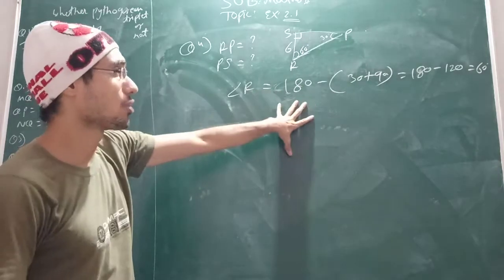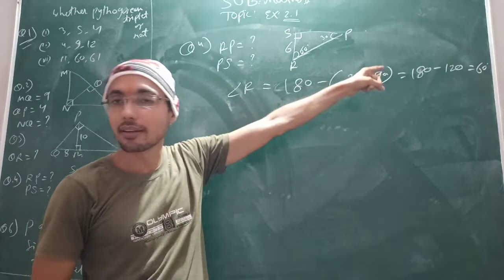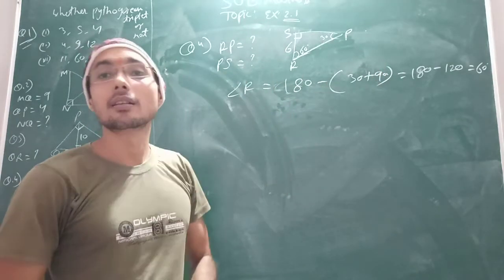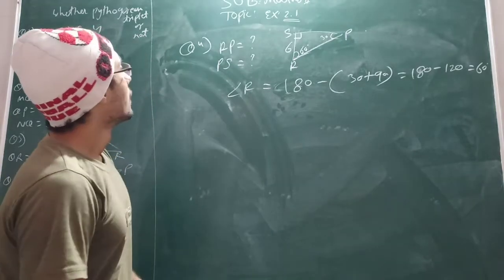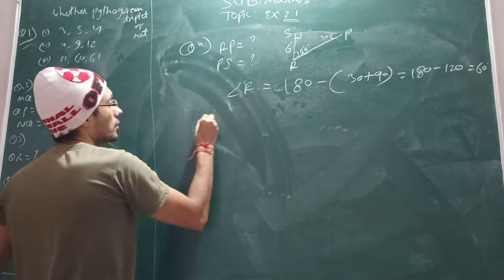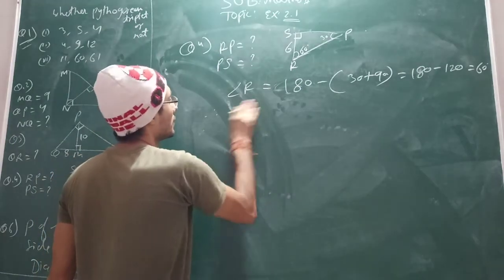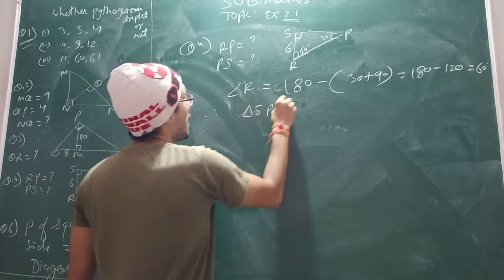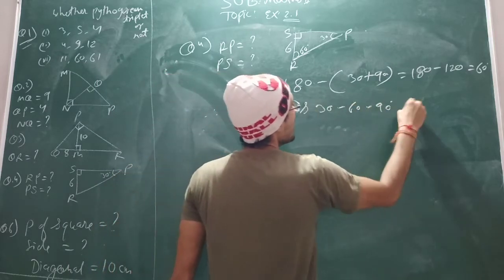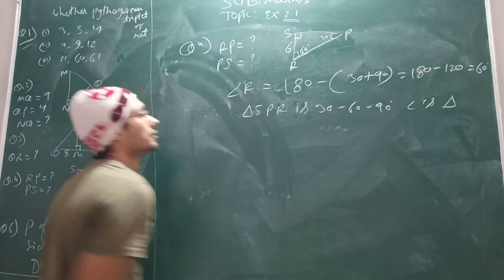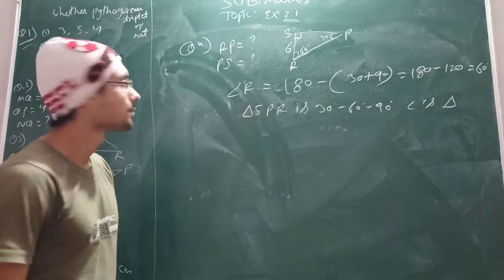Okay, you can write the reason also. So how can we write 180 degree? You have to write the reason: sum of the measurement of the angles of a triangle is 180 degree. So now we can write, triangle SPR is a 30, 60, 90 degree angles triangle. So this is a 30, 60, 90 degree angles triangle.